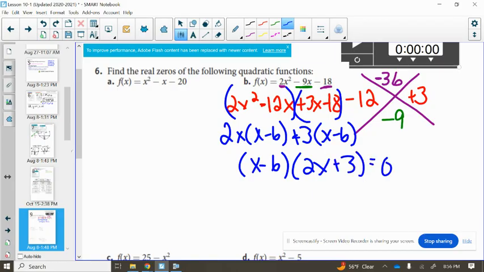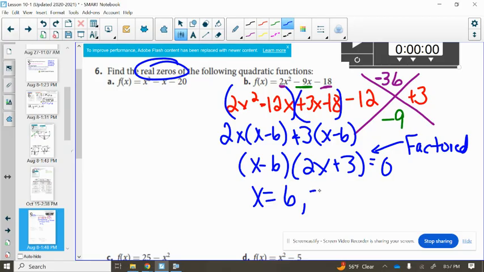Now what they want us to do this time is find the real zeros. So this is the factored form. We want to then set each of these pieces equal to 0. So we end up with x equals 6 and x equals negative 3/2, when we set each equal to 0. These would be our two real zeros this time.